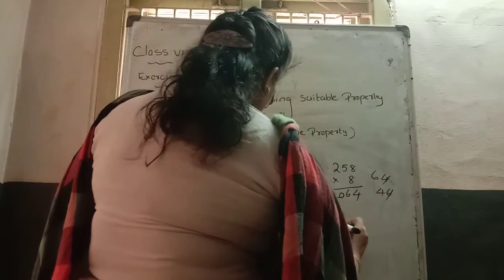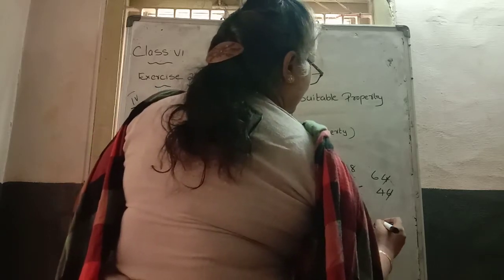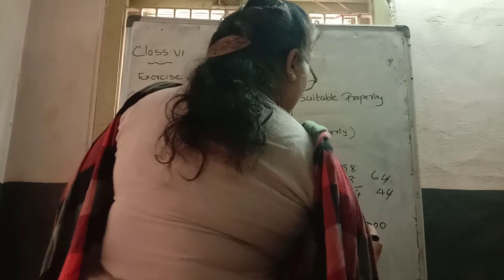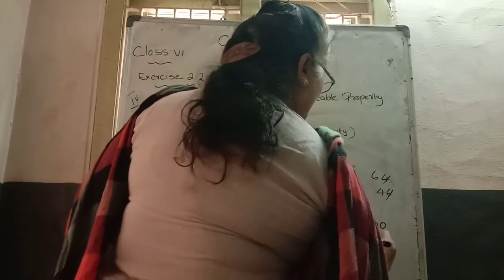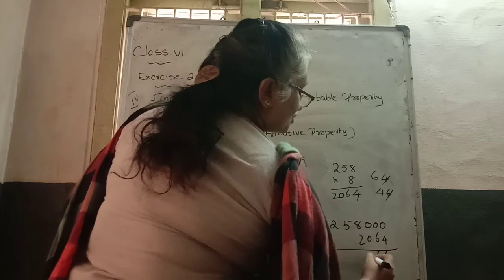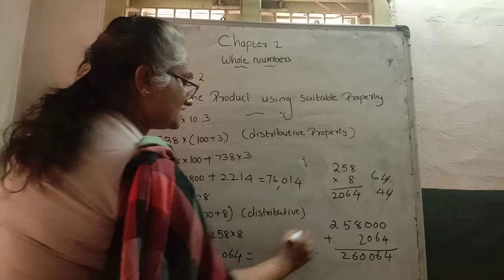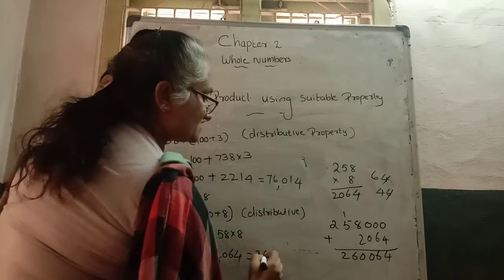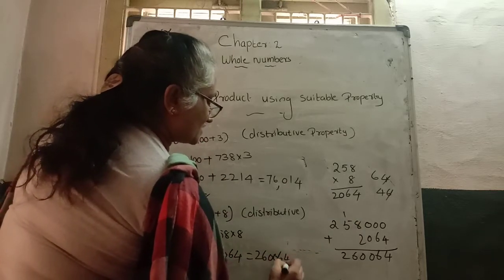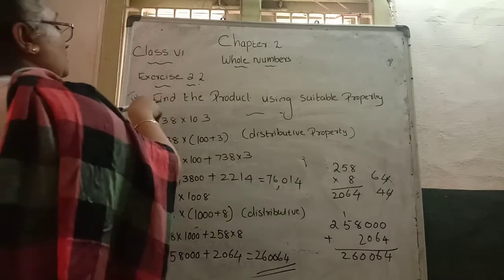Which are the two numbers? Here 258,000 is added with 2064. So adding time: 4, 6, 0, 10, 6, 2. So answer becomes how much? 260,064 is our final answer. I hope you can understand this model.